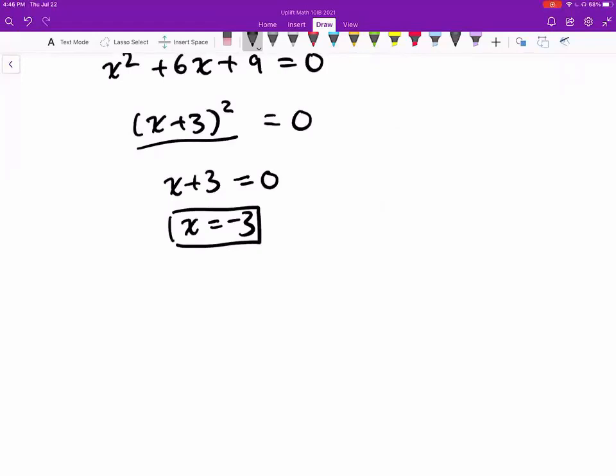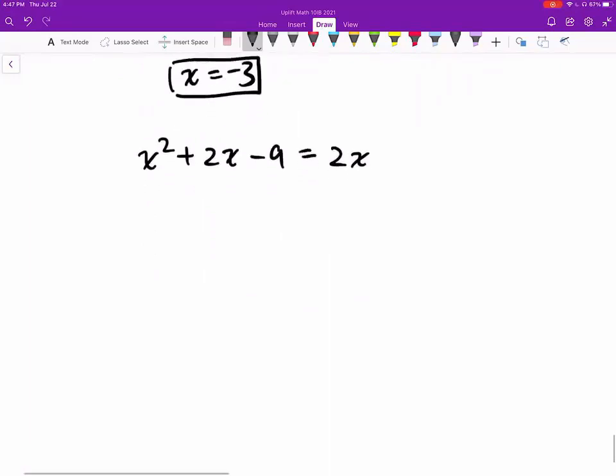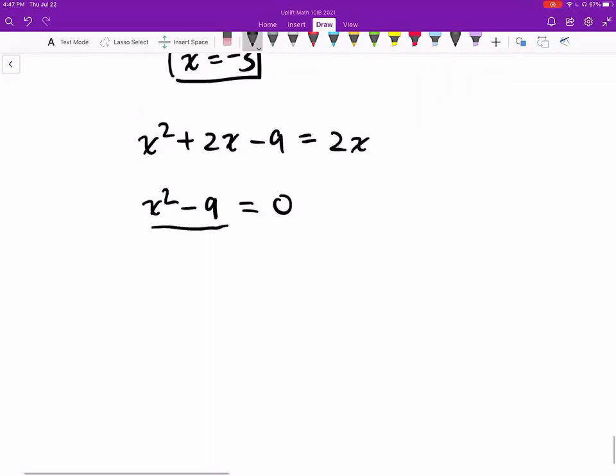We can have another example. So like, let's do x squared plus 2x minus 9 is equal to 2x. Now in this case, we want the right hand side to be 0 as well. So we subtract 2x from both sides to get x squared minus 9 is equal to 0. Now we can tell straight away that this is a difference of squares. So we get x plus 3 times x minus 3 is equal to 0.